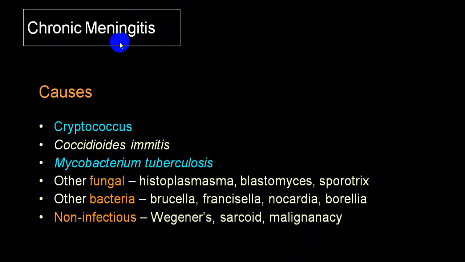Some of the infections can lead to chronic meningitis like Cryptococcus, coccidioides, which are fungal infections, Mycobacterium tuberculosis, another bacterial infection common in India, and some of the bacterial infections, particularly Brucella, Nocardia, Borrelia, etc. can end up with chronic. And among non-infectious groups, sarcoidosis, paraneoplastic or secondary metastasis like lymphomas, leukemias, etc. Wegener granulomatosis can end up with chronic. So do keep this in mind.